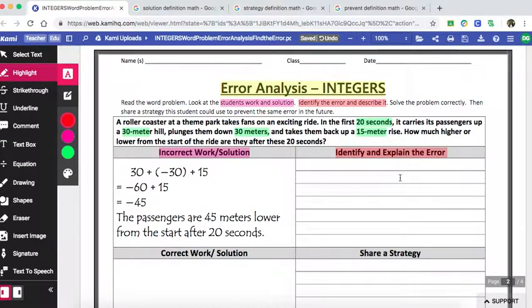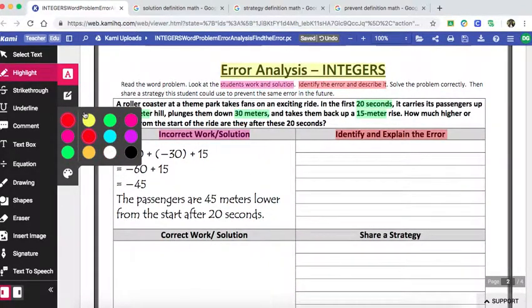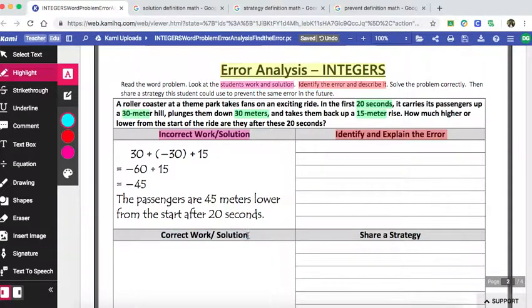As I read from top to bottom, next I'll read the bottom left where it says correct work solution. Well, I remember the directions said I would need to solve the problem correctly, so I can assume that this is where I would do that because there's a connection between this section and this section of our instructions. I will continue reading to the right where it says share a strategy.